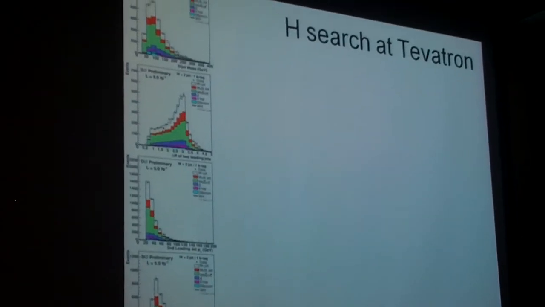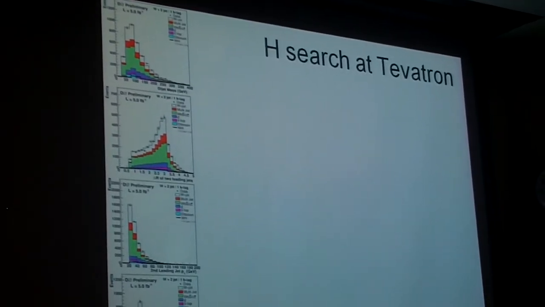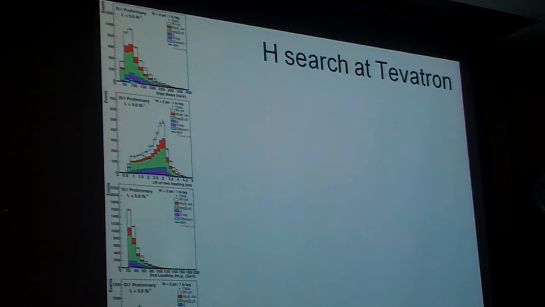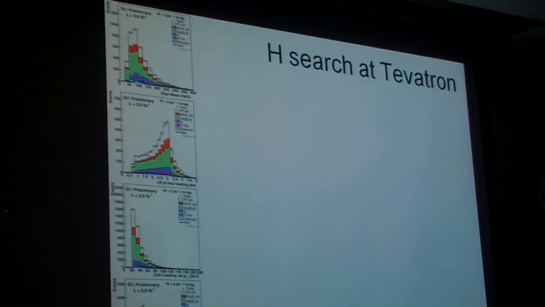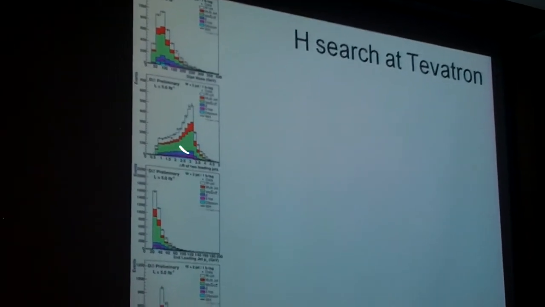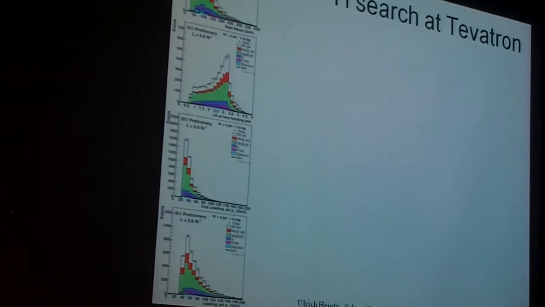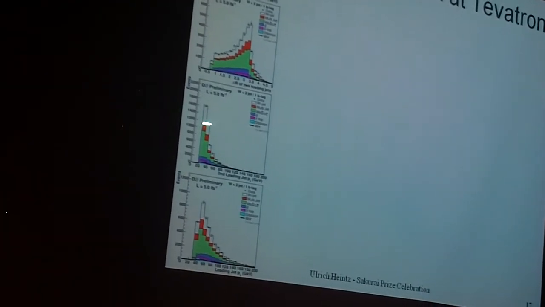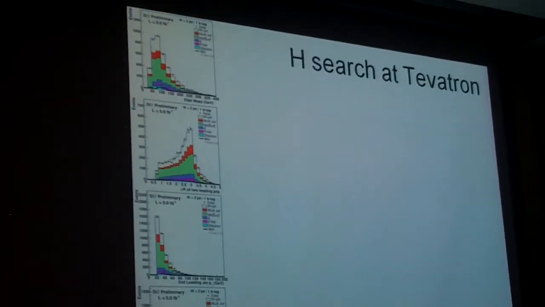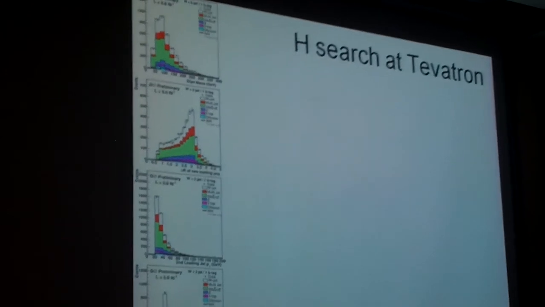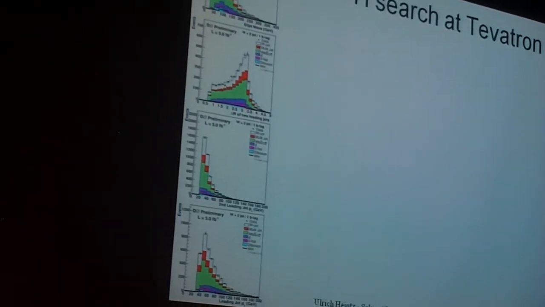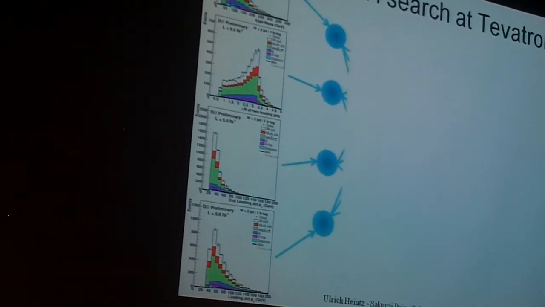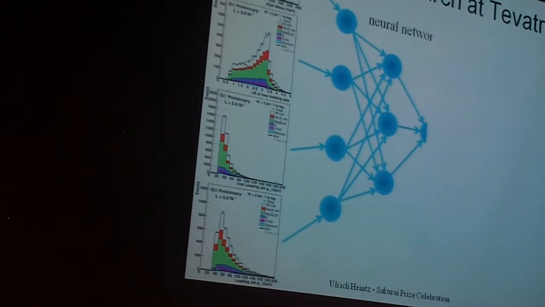At the Tevatron, what you do is you use all the information that you have. You don't just look at the mass spectrum, but you look at, for example, the angular separation of the two jets, the PT of one of the two jets, the PT of the other jet, and then you have a few more quantities, and you put them all together, and you use something that's called a multivariate analysis. So, for example, a neural network.